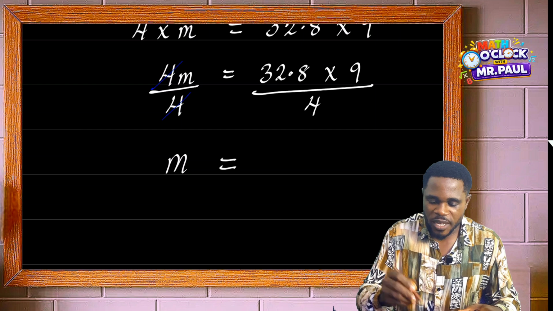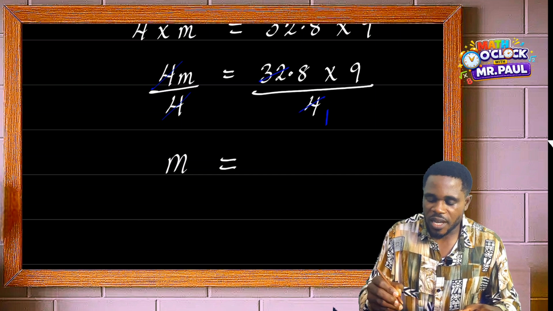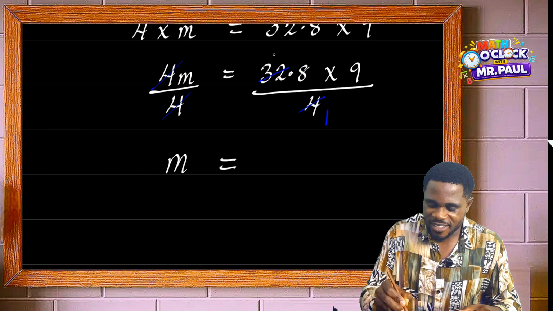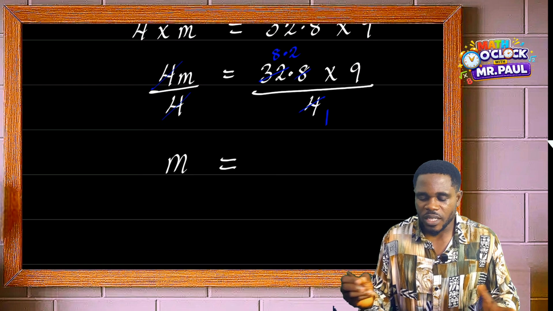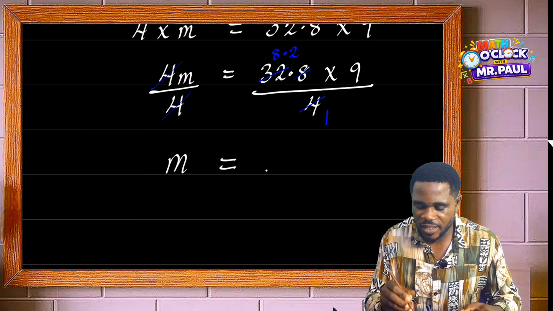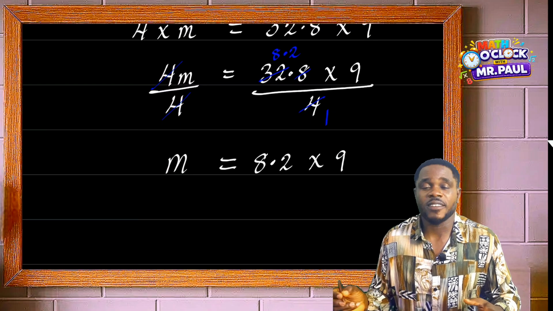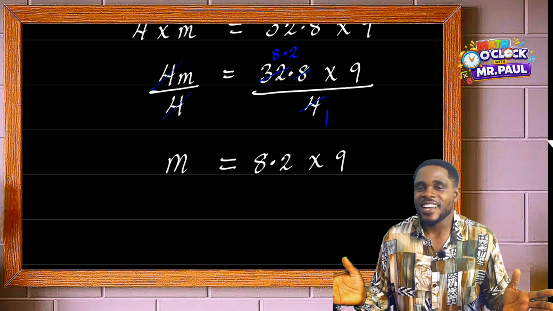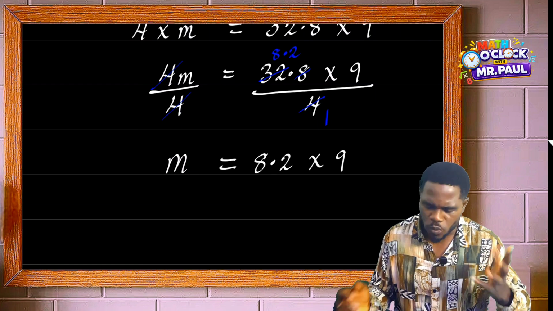Okay, so what's going to be happening here? 4 here is going to give us 1. How many 4s do we have in 32? Oh, that's 8. Of course, this is a decimal point. Bring the decimal point here. How many 4s do we have in 8? That is 2. Our job is done. The 4 cannot divide 9. So what we have left is 8.2 times 9. We are 91% done.